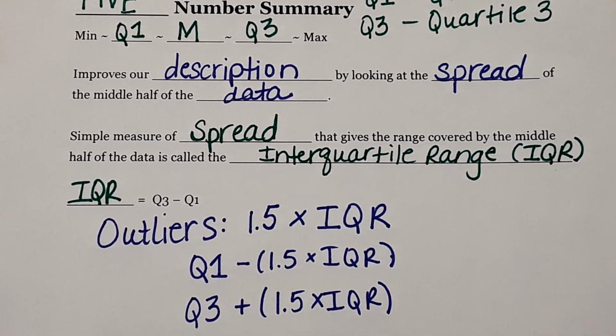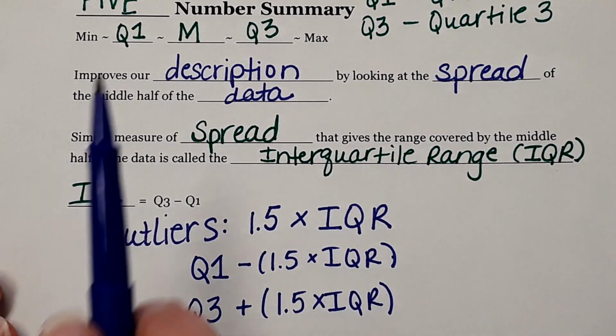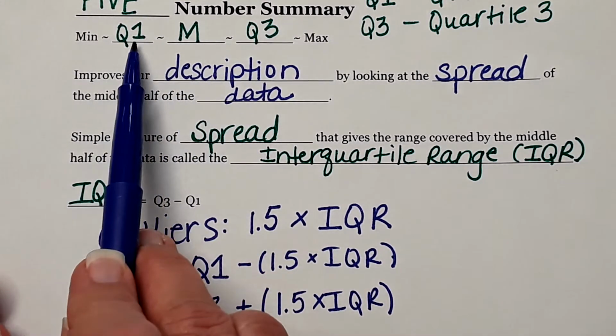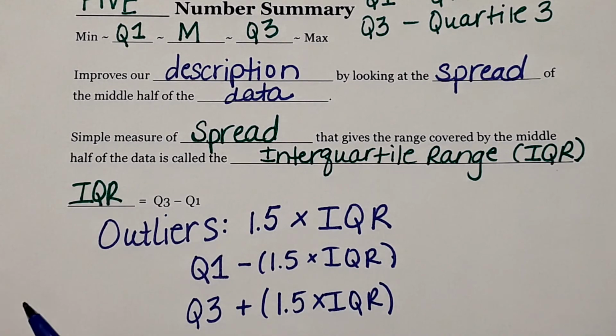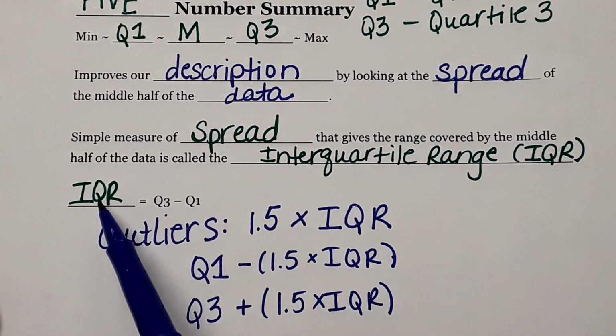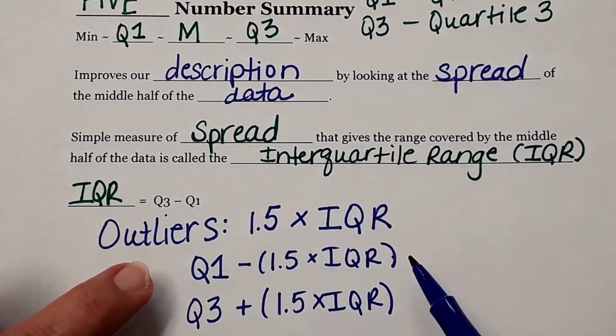And then we were talking about the 5-number summary. The big thing about the 5-number summary is that we can look at the middle 50% of the data, which lies between quartile 1 and quartile 3. And we can talk about spread using the IQR, and we can find outliers.